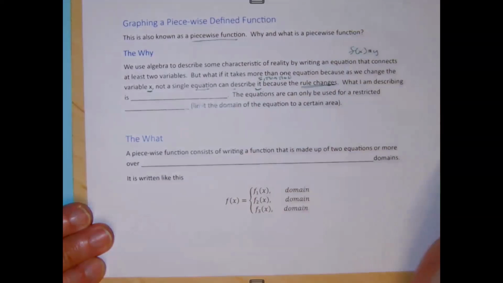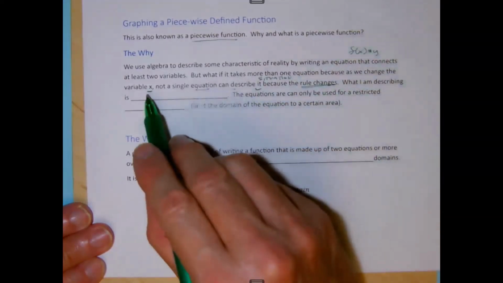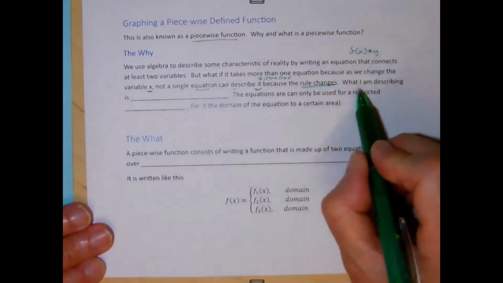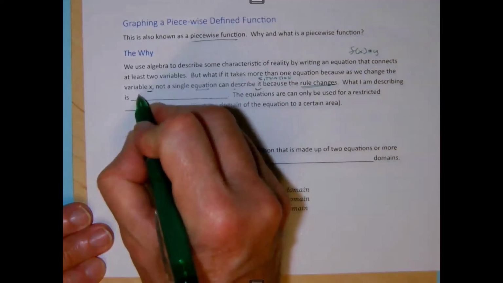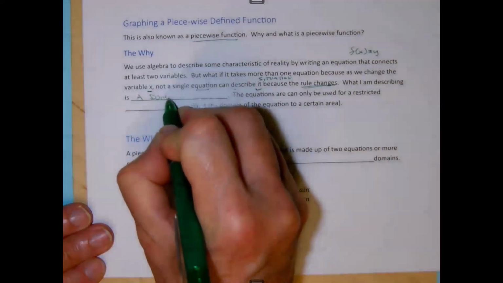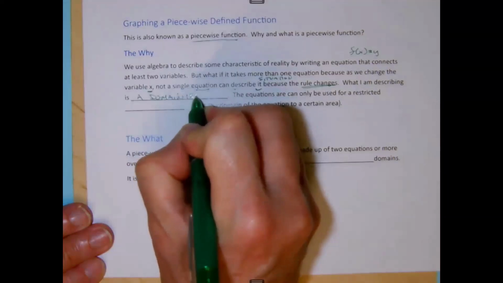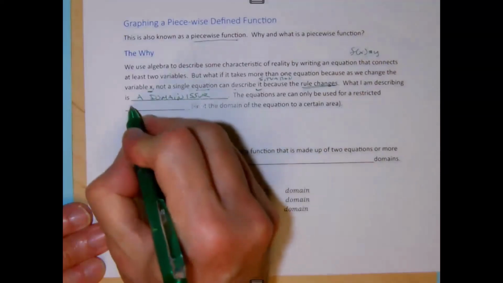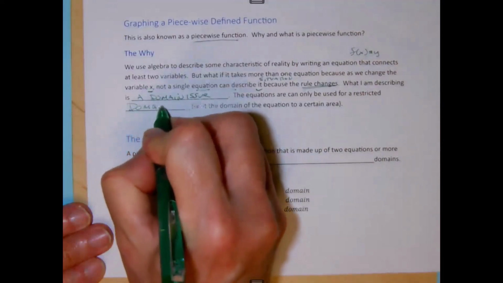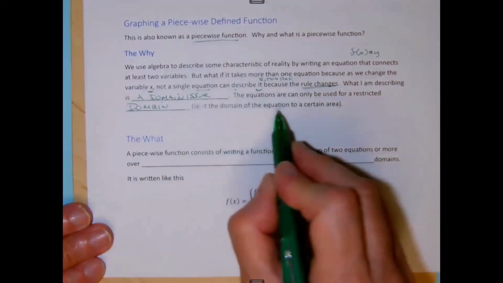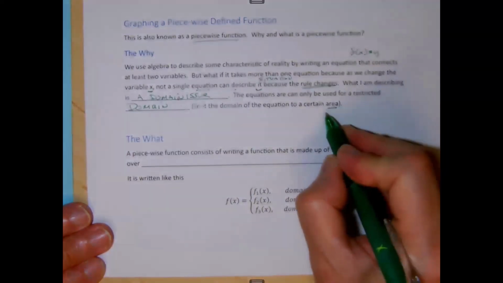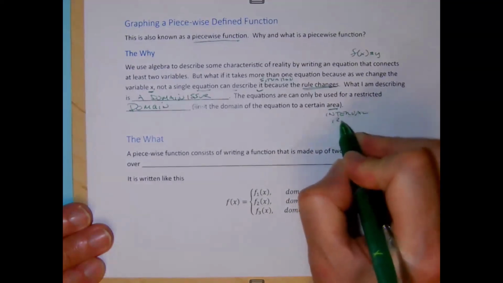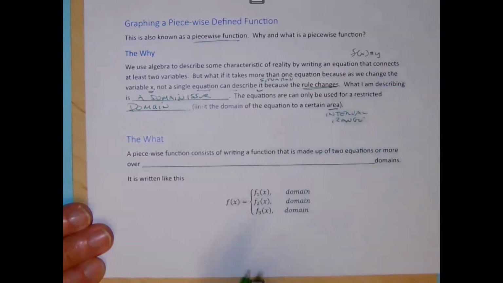Remember, a function is a rule, and somehow, as we move across, changing different values of x, the rule changes. What I'm describing is a domain issue. The equation can only be used for a restricted domain. And what do I mean by restricted? Limit the domain of the equation to a certain area, or really interval or range, however you want to think about it.